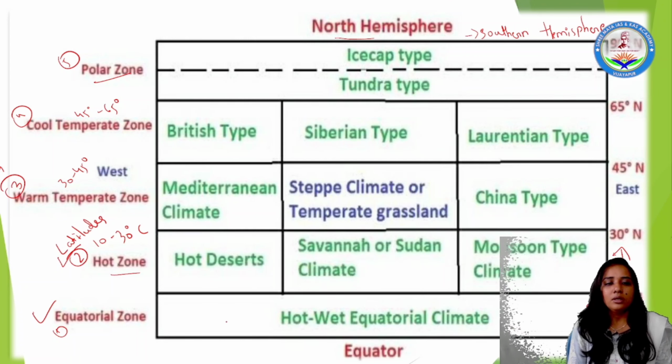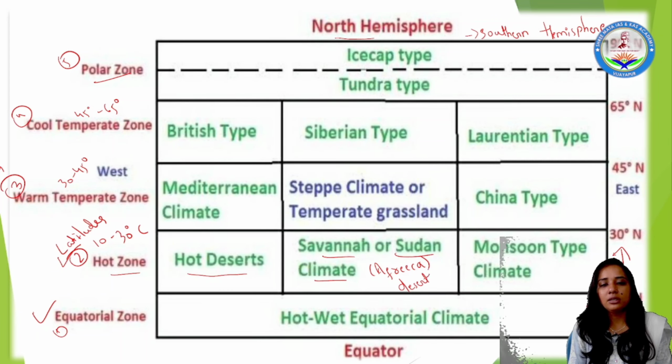Right? So the hot zone, which is present between 10 to 30 degrees, is where hot deserts might be present. Savanna and Sudan type of climate. Sudan is part of the African continent where large sandy deserts are present, right? So these deserts come under the Sudan type and Savanna type of climate. Wherever these kinds of deserts or Savanna type of climates are found, we refer to them as a hot zone which lies between these latitudes.